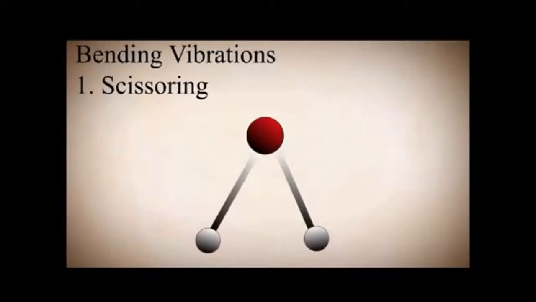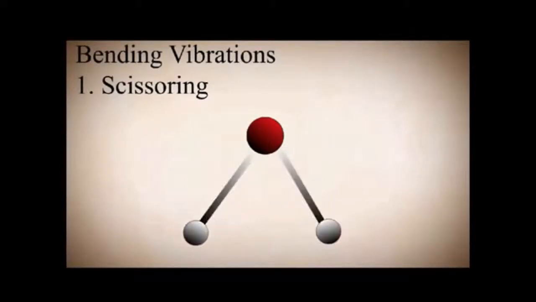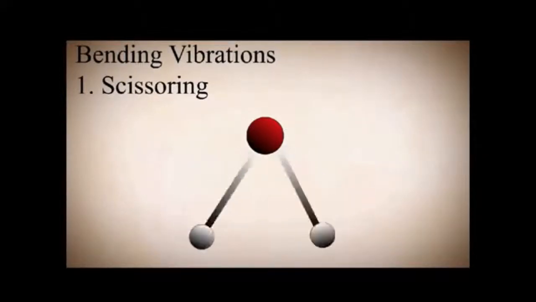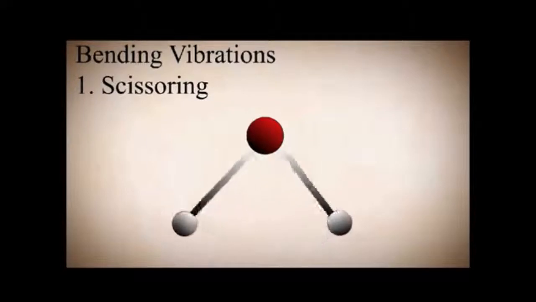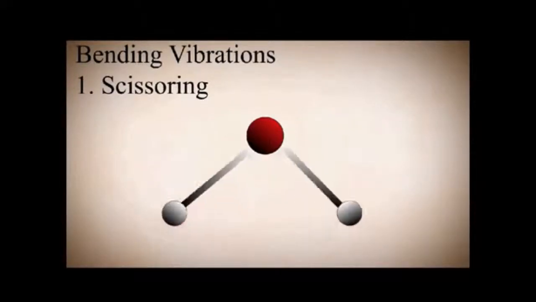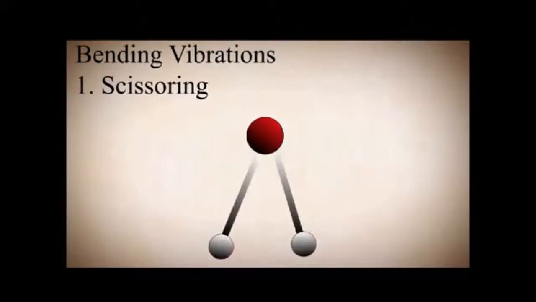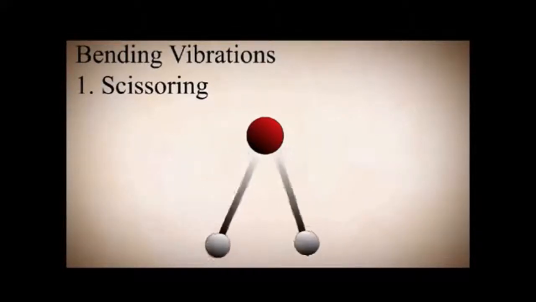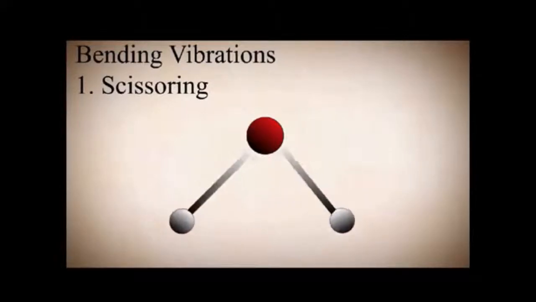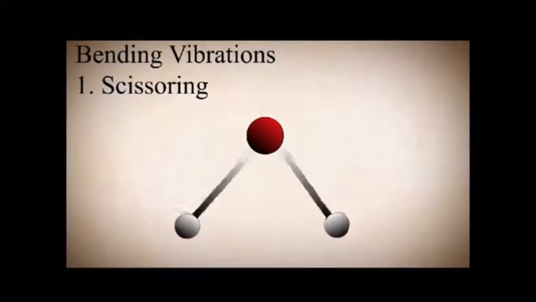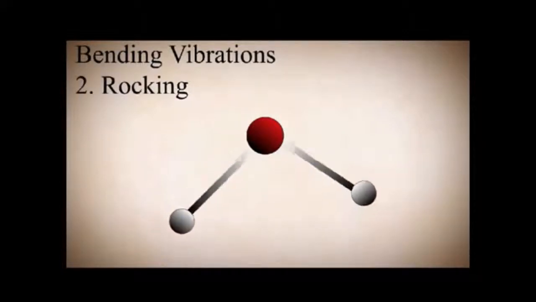We have the second major type, that is bending vibration. These bending vibrations are again four types. The first one is scissoring. Scissoring vibration is an in-plane vibration. Here both the atoms are coming towards each other and simultaneously they are going away from each other, but both the atoms remain in the same plane. So that's why scissoring vibration is an in-plane vibration.